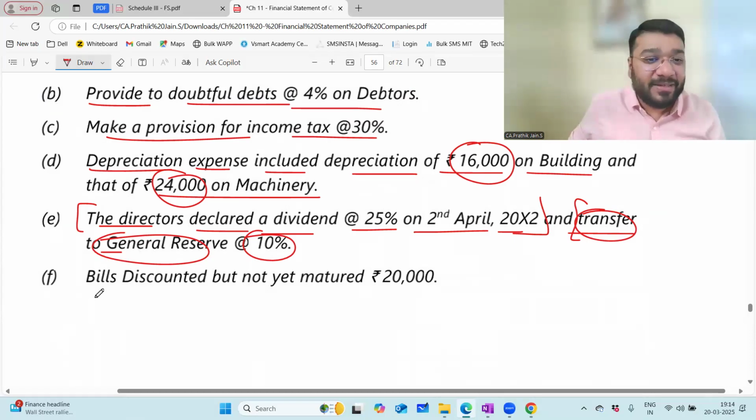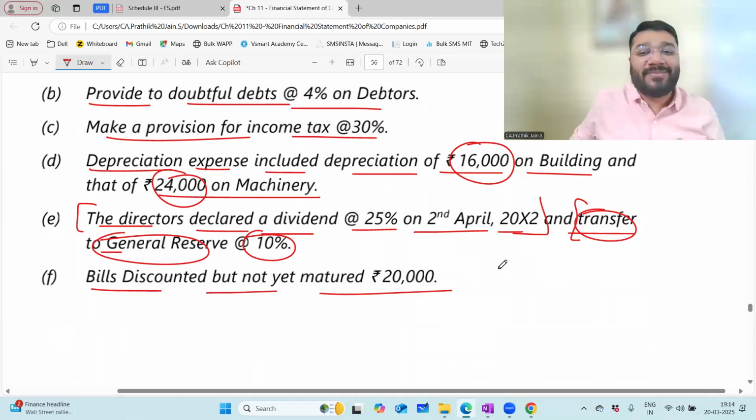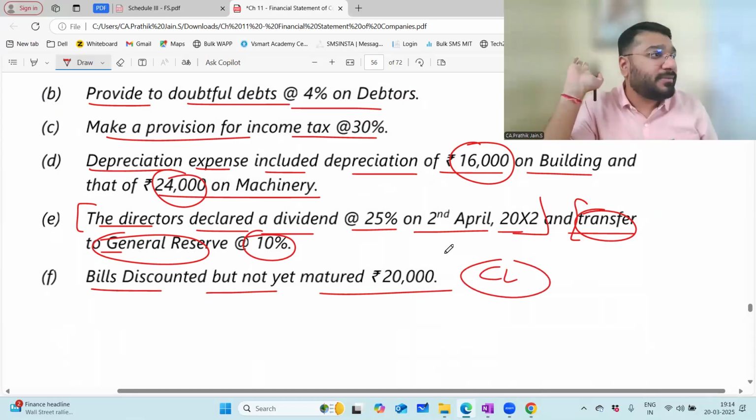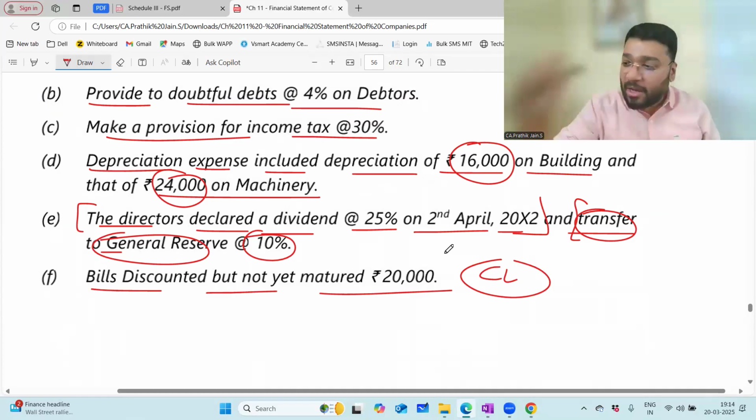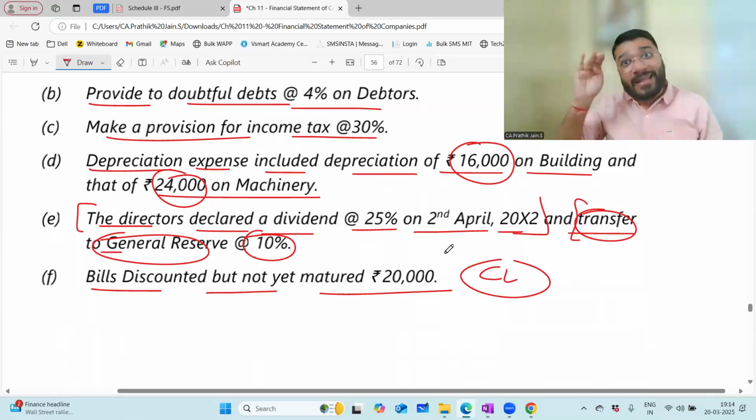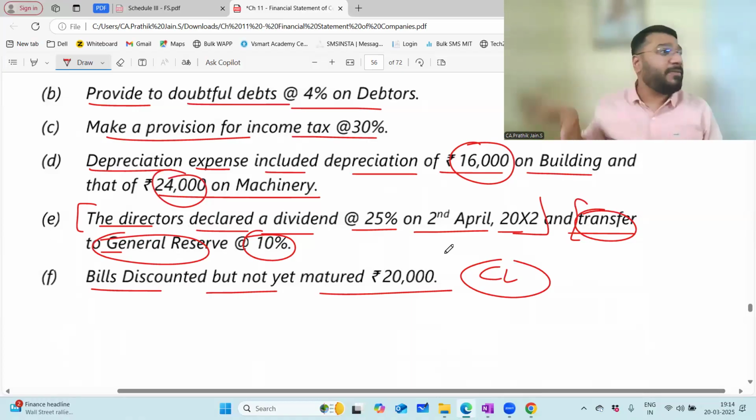I'll tell you why. Bill discounted but not matured. This is also contingent liability. We had a discussion of this in detail in the last class. Easy. Super. Now, let's decide how we are going with the presentation. My suggestion: balance sheet, P&L, then balance sheet notes, then P&L notes. We'll go in a sequence.